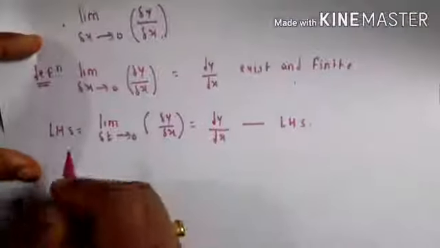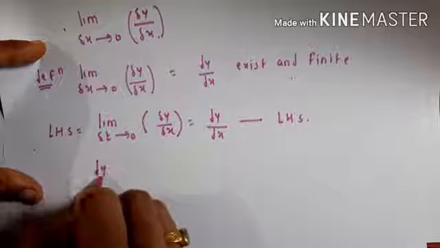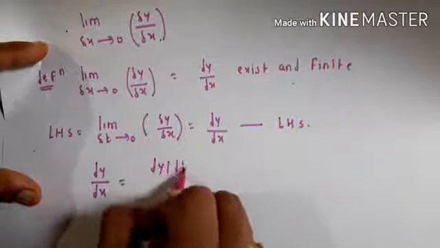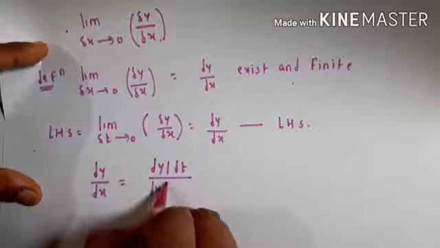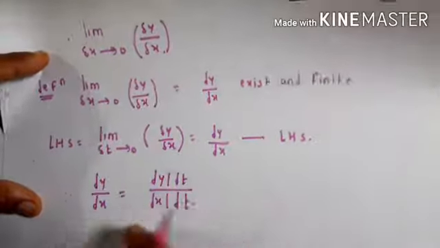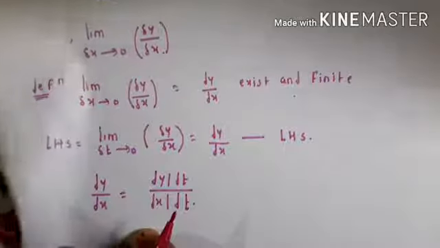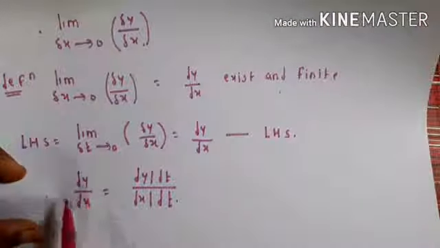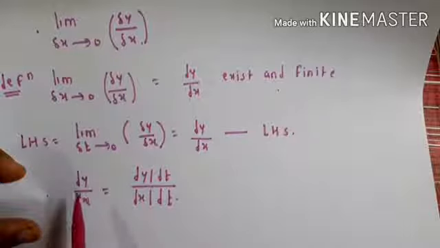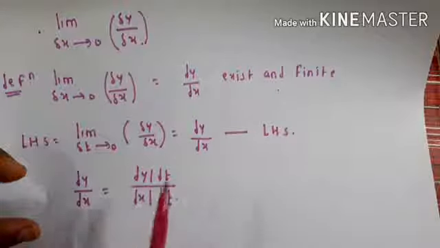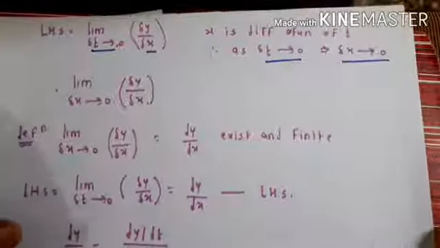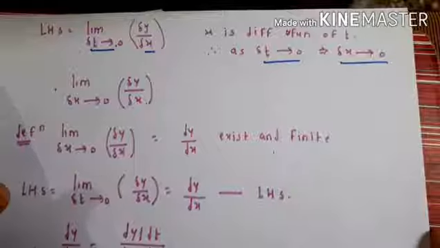And therefore dy by dx equal to dy by dt upon dx by dt, where y and x are differentiable functions of t, and hence it is the parametric function. Hence the theorem, according to the parametric theorem, dy by dx equal to dy by dt upon dx by dt. Students, the theorem is very important. According to the exam, it may be asked for 3 or 4 marks.